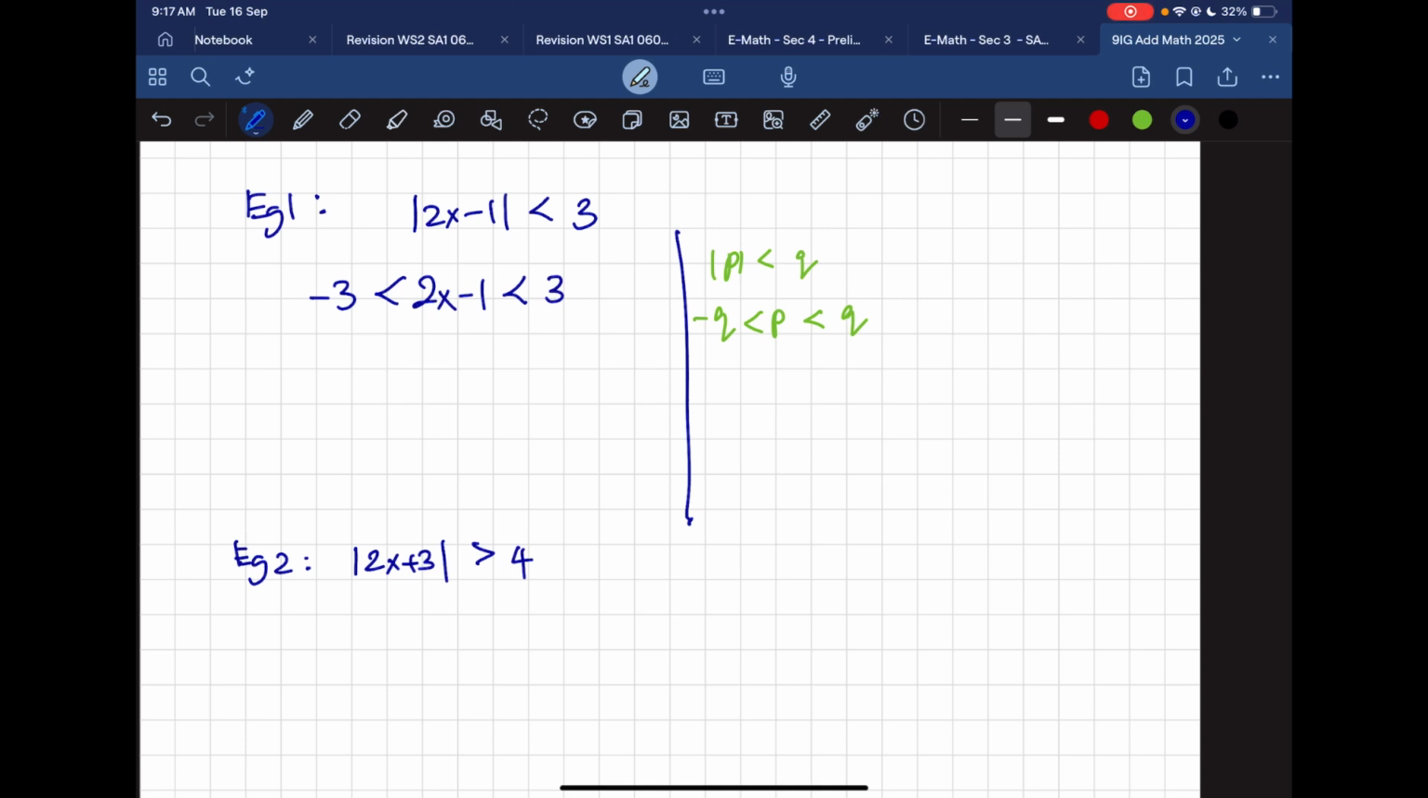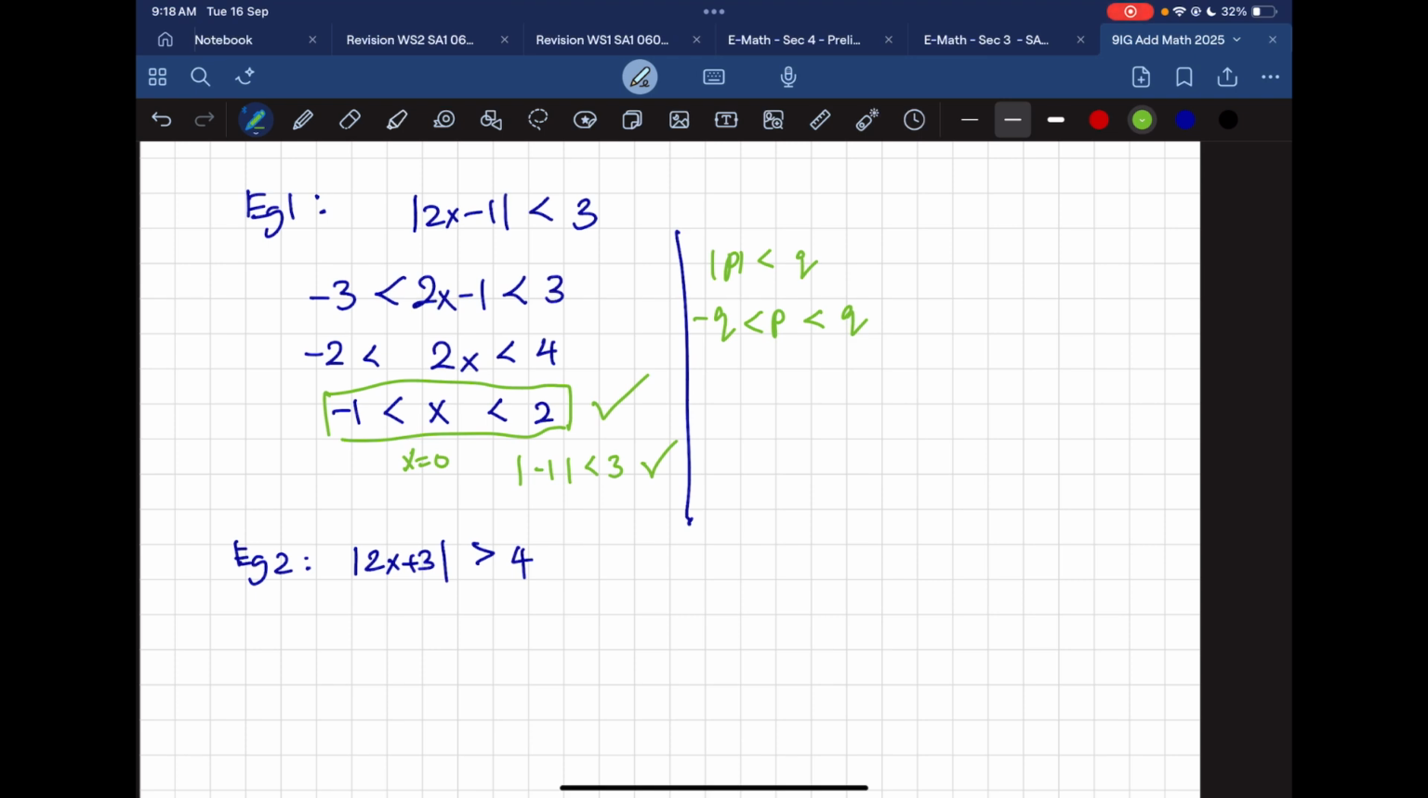So this will be the scenario. We're going to add 1 to both sides. So minus 2 will be less than 2x, which will be less than 4, and we're going to divide both sides by 2. So x will be between negative 1 and 2. Now, let's test it out to see if it's true. A number that is between minus 1 and 2 is 0. So we're going to substitute x equals 0. So modulus of minus 1 is less than 3. Yes, that is true. 1 is less than 3. So this range of answers would be correct.